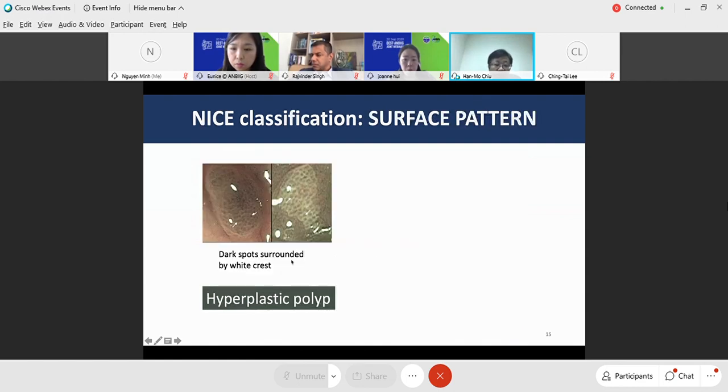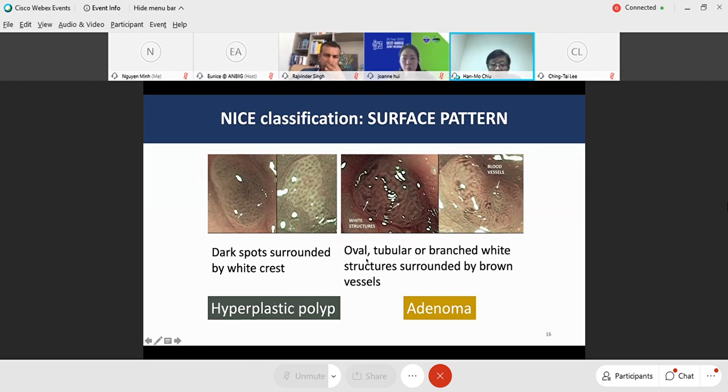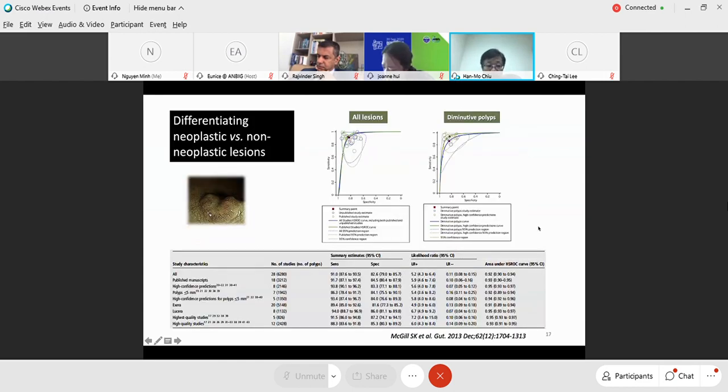Regarding the surface pattern, in hyperplastic polyp, the dark spots are surrounded by the white crest. So this is quite different from the appearance of adenoma. The surface pattern of adenoma is usually oval, tubular or branched white structure surrounded by brown vessels. So a previous meta-analysis by the Stanford group, by Professor Soetikno, showed that NBI is very useful in discriminating neoplastic from non-neoplastic lesions with a very high accuracy, as you can see here.